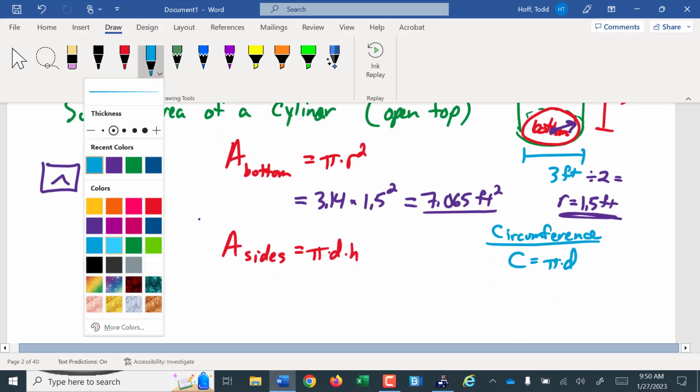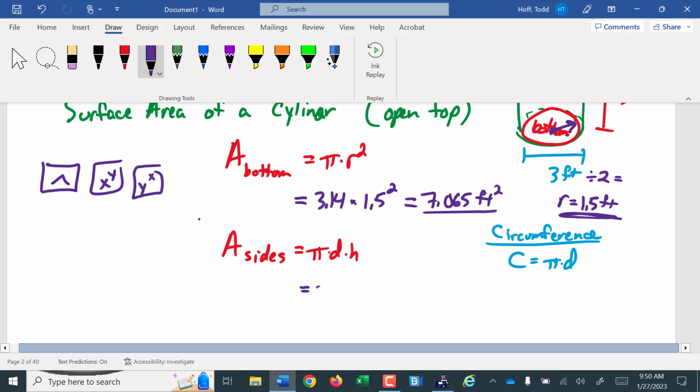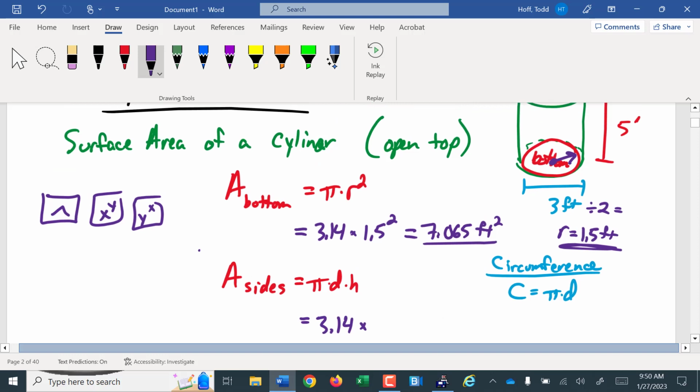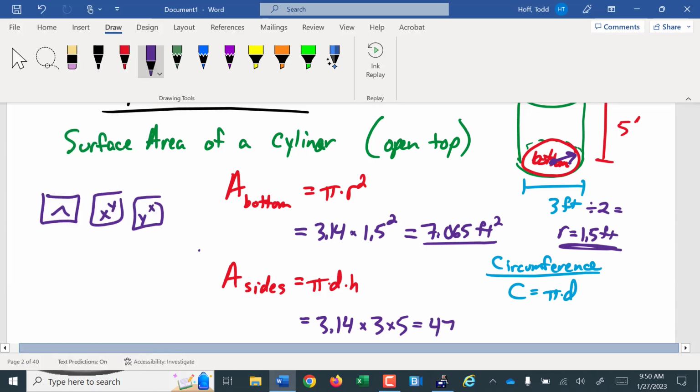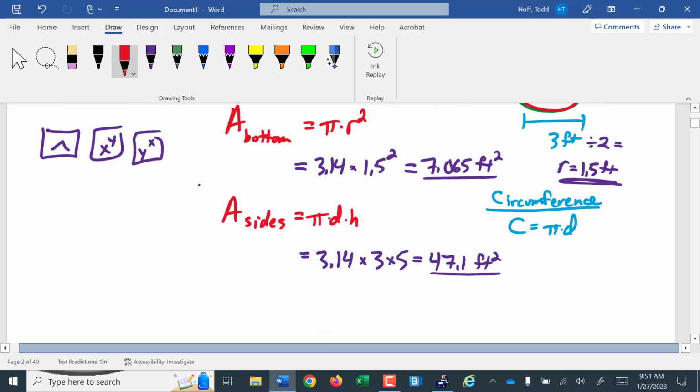So for this vessel here, we're going to go 3.14 times, what goes in for D? 3 feet. And for H? 5. So that gives us 47.1 square feet. Any questions on finding the area of the sides?